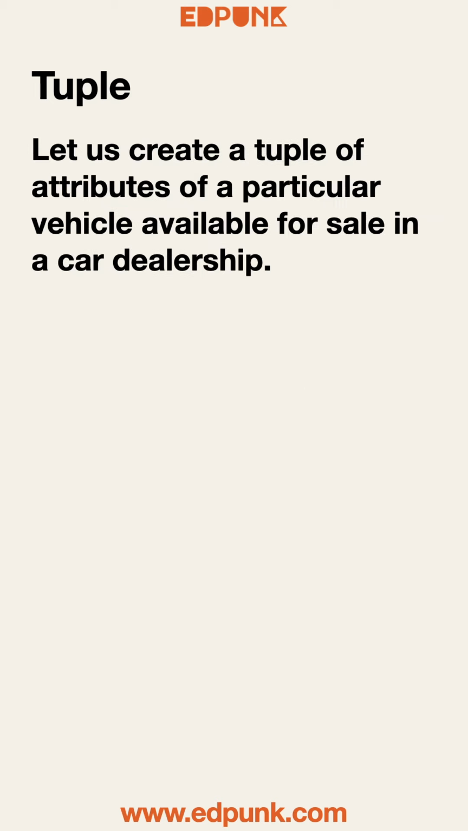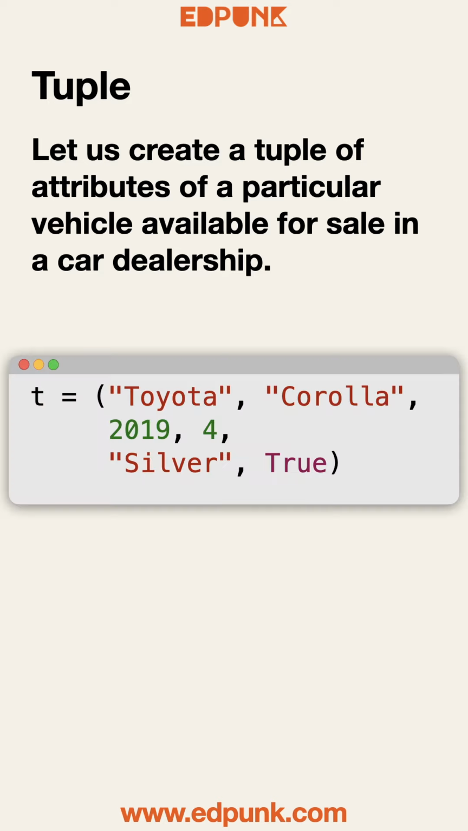Now let us take a real life example and create a tuple of attributes of a particular vehicle available for sale in a car dealership. The tuple of attributes or items are enclosed within parentheses and are assigned to a variable t. Each item is separated from the other using a comma.